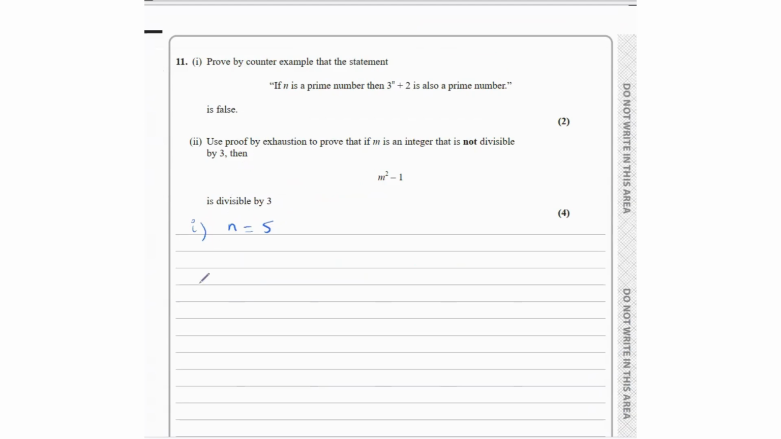If I pick 5, it's going to be 3 to the power 5 plus 2, which equals 245. And we know any number that ends with 5 is in the 5 times table, which means not a prime number. So it's false.